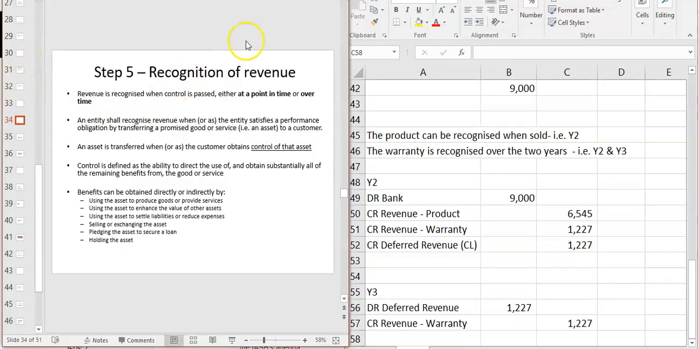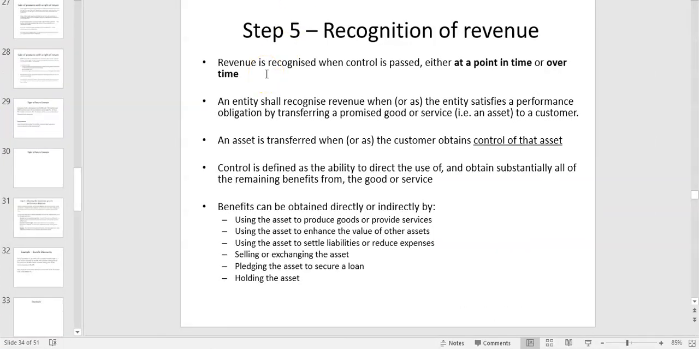And that then leads on to step 5, is the recognition of revenue. So once you've determined the transaction price, allocated that price to each of the performance obligations, you then recognize the revenue, either at a point in time or over a period of time. So at a point in time for the transfer of goods, you recognize the revenue over a period of time when it's services. So for example, provision of warranty service, provision of a mobile phone contract service, they're all recognized over a period of time. But that's just why we separate them out, because they're kind of different treatments.